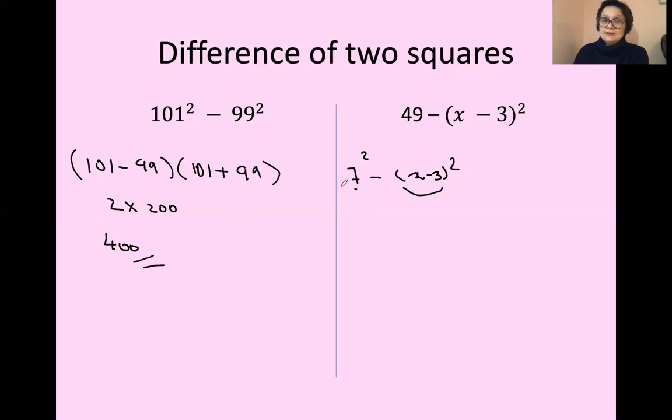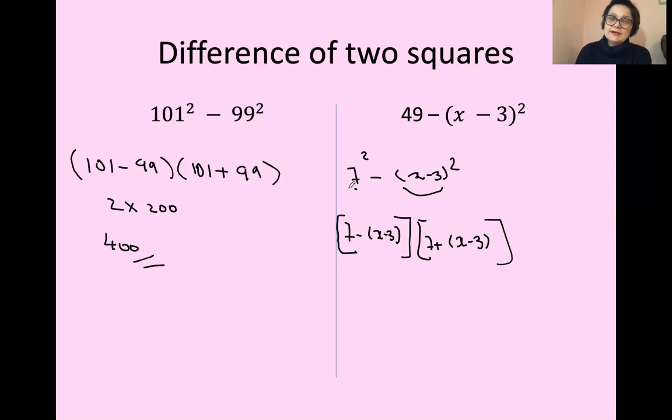So we're going to have now the first term, 7, take away the second one here. We're going to need the help of the square brackets because we have a round bracket inside. So 7 minus, open the bracket, x minus 3, close the bracket. And the second bracket is going to be 7 plus, open the bracket, x minus 3. Just like that, all right? So it is the first term take away the second term in brackets, that multiplies the first term plus the second term.